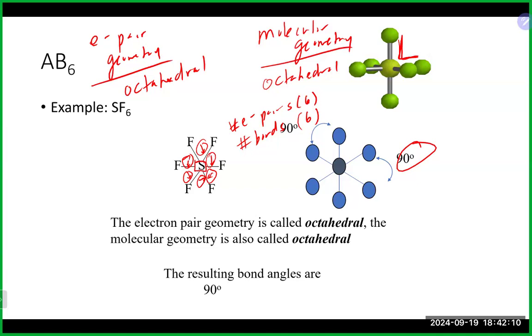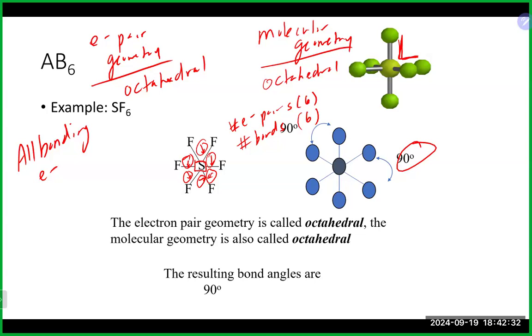Question on that. Up until this point, if you look at the electron pair name and the molecular geometry name, are they the same or different? They're all the same. And they're all the same because of the type of electrons there are around the central atom. They're all bonding electrons.